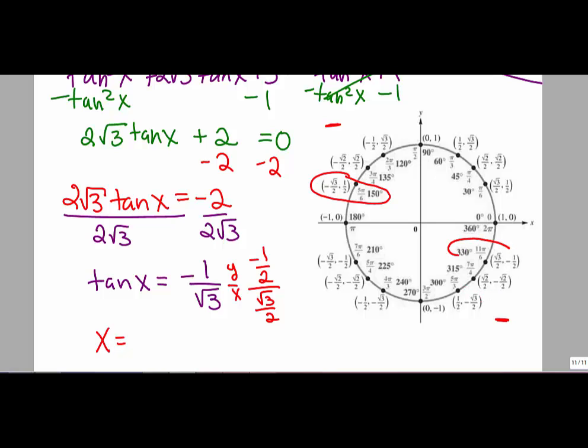So it looks like our pi over 6 family, or our 30-degree reference angle family. And we were originally working in radians, so let's use the radian values. So that would be 5 pi over 6 or 11 pi over 6.